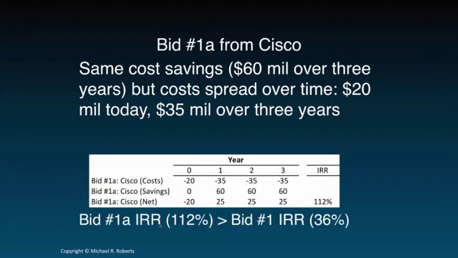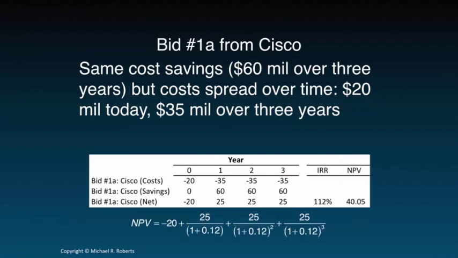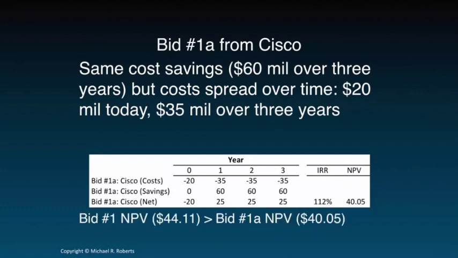And we see that the IRR for bid 1A is 112%, much greater than bid 1, the first bid from Cisco, which had an IRR of 36%. We can also compute the NPV by just discounting by Wharton's cost of capital, 12%. That gets us an NPV of $40.05 million. So bid 1 had an NPV of $44.11 million. Bid 1A has an NPV of $40.05 million, which according to the NPV rule means bid 1 is better than bid 1A.